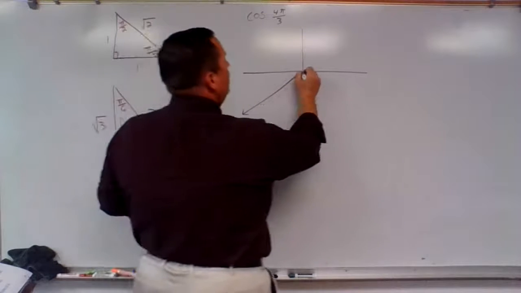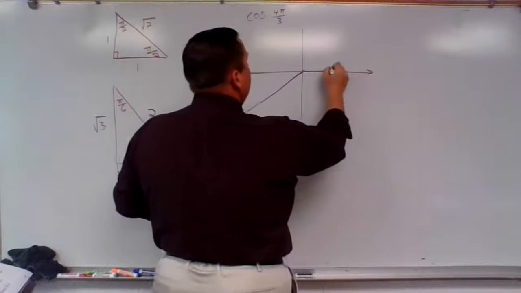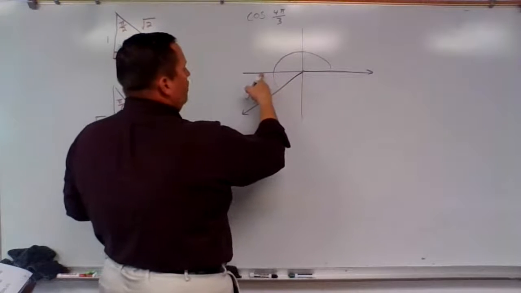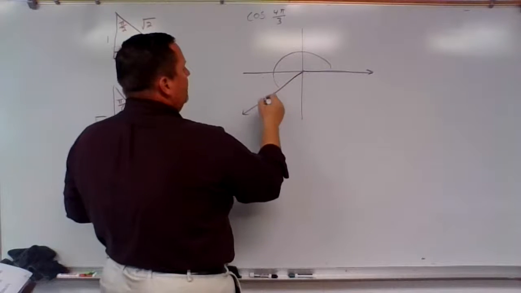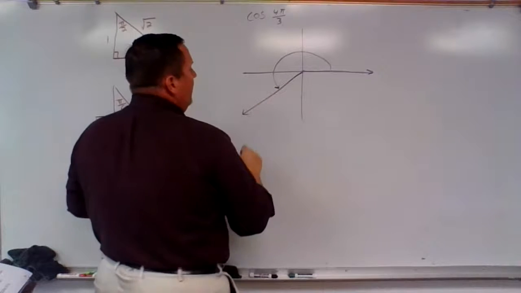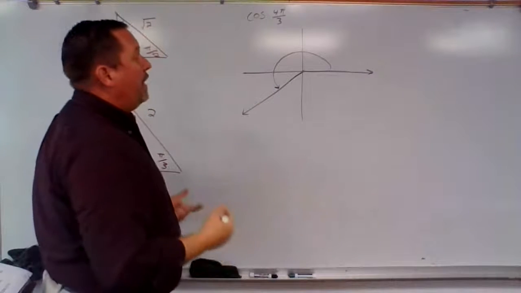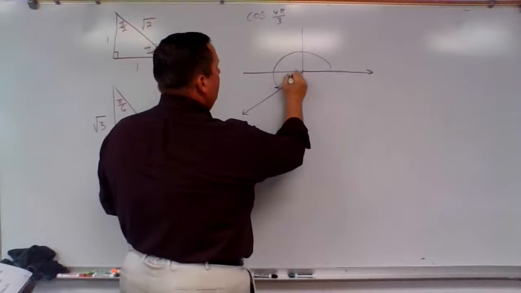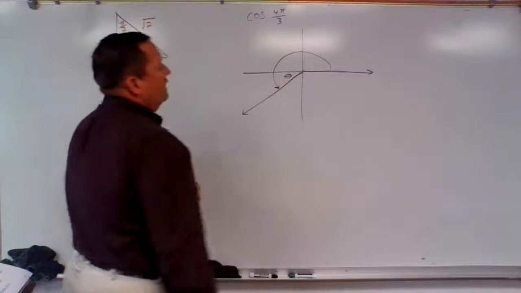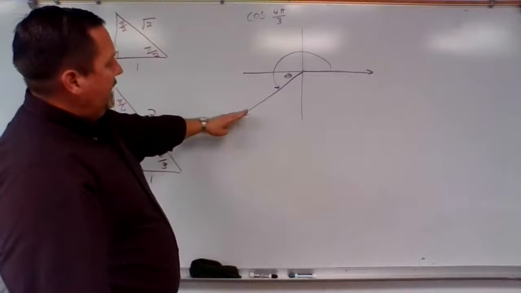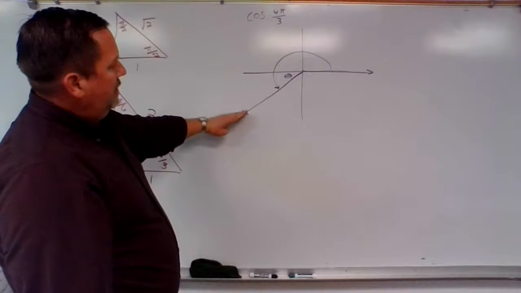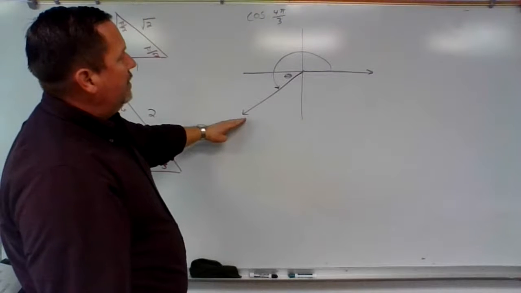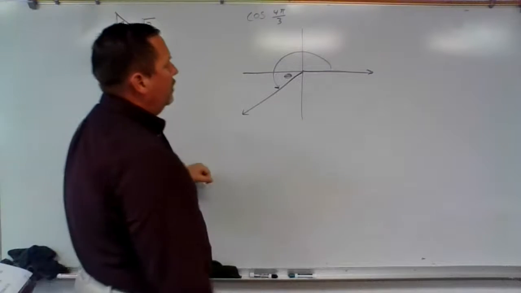My angle in standard position is going to run all the way past the 180 degrees or pi into the third quadrant. And so my reference angle is going to be this angle here. And I'm going to find it by taking this angle minus this angle. This angle here is 4 pi over 3.